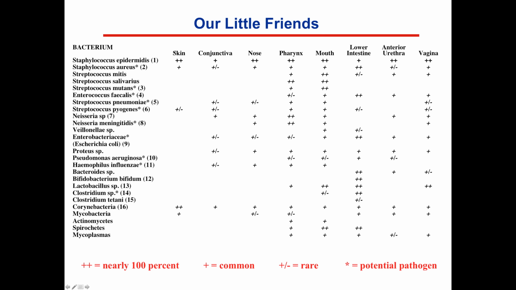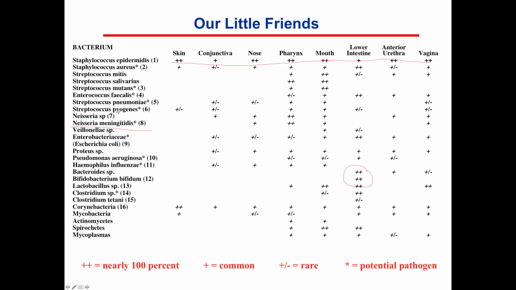And here's a list of our little friends, the commensals. This is just a partial list, but you can see there's a lot of them. Some of them, like Staph epidermidis, for example, inhabit almost all the different areas. Others are more specific and are only in, for example, the GI tract. There are also some of these you might notice, like Neisseria meningitidis, which you'll find there, or Streptococcus pyogenes.